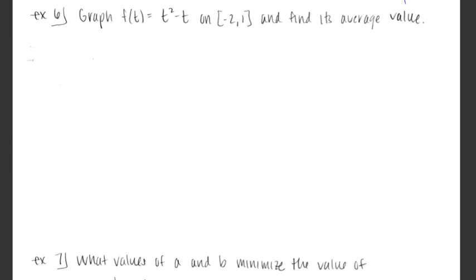All right, example 6. We want to graph this function over that interval and find its average value. Well, real quick before we do that graph, let's write that average value formula. Average value is going to equal 1 over b minus a times the integral from a to b of our function.